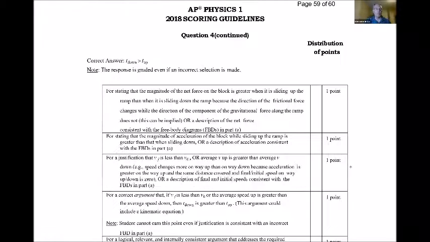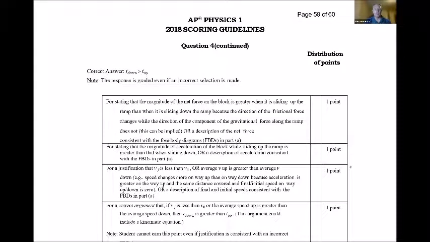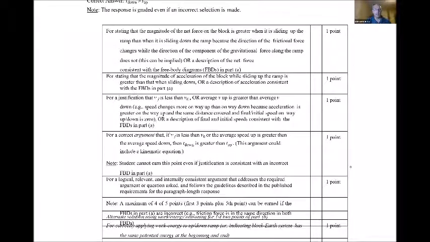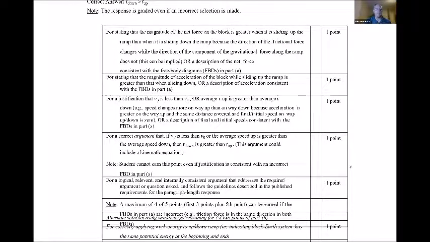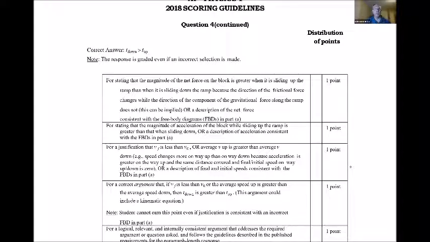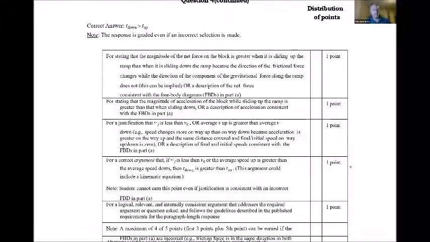So this is how you could have earned points on this part. Looks like you could have gotten a maximum of 5 points. 1 for stating that the time down is greater than the time up. And then notice the explanation part, you could earn just a point on these different parts.